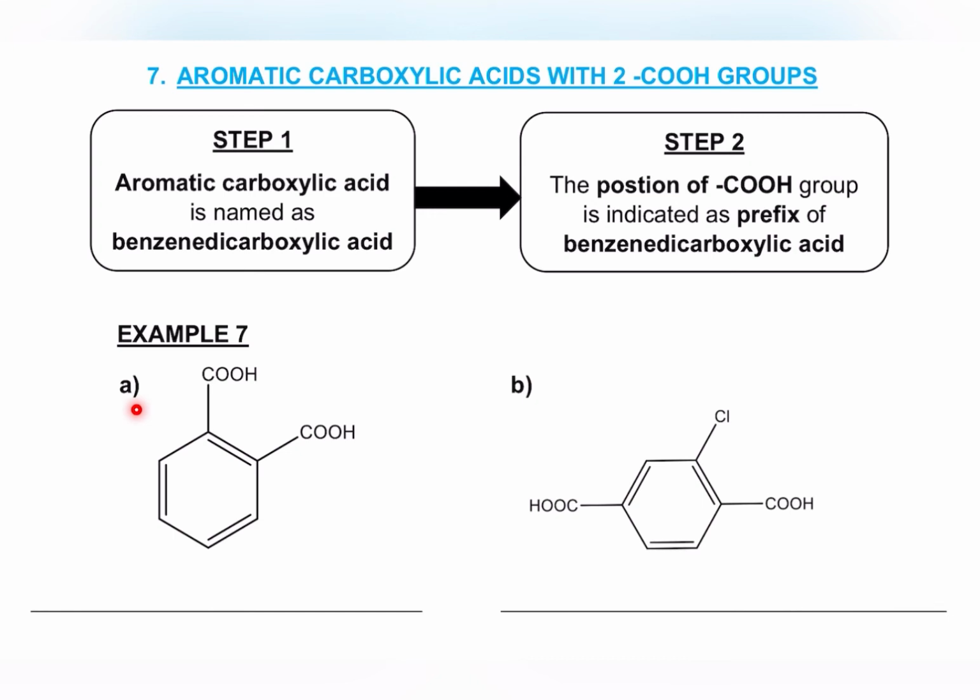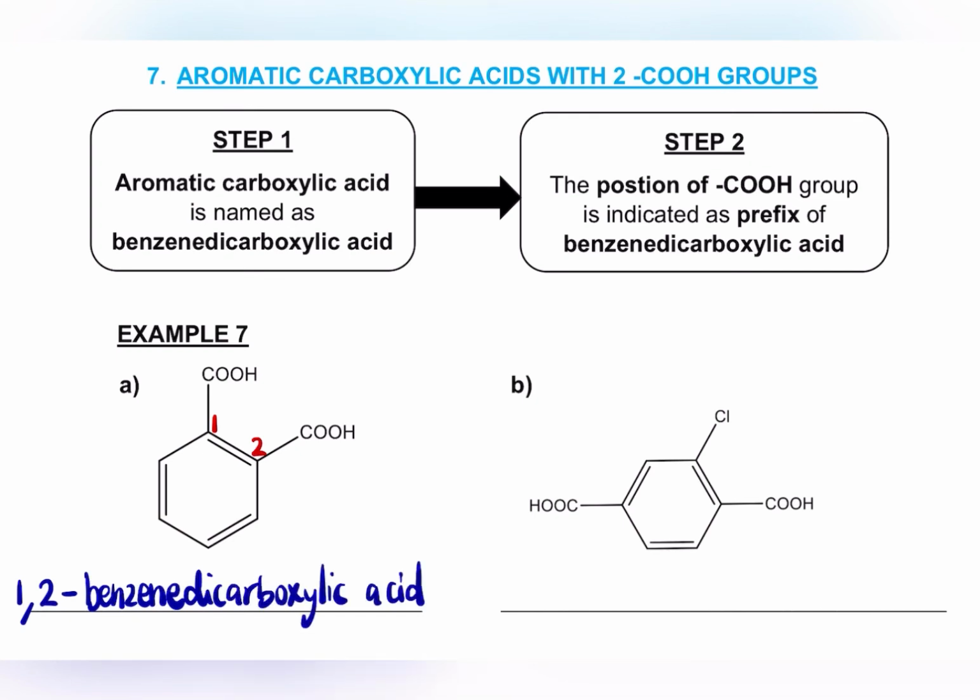We will try structure A. As you see here, you got benzene with 2 carboxyl groups, so automatically whichever carbon in the ring you want to give as position number 1, the other one will be position carbon number 2. So you have to give the prefix for the position of your carboxyl groups. Hence, the name for this structure will be 1,2-benzenedicarboxylic acid. So this is the name for structure A. Let's go to structure B.